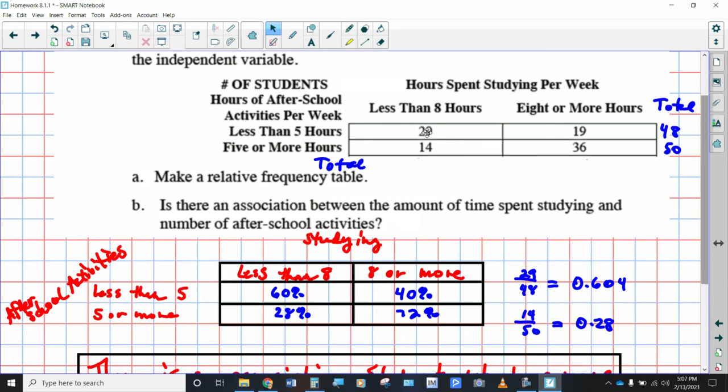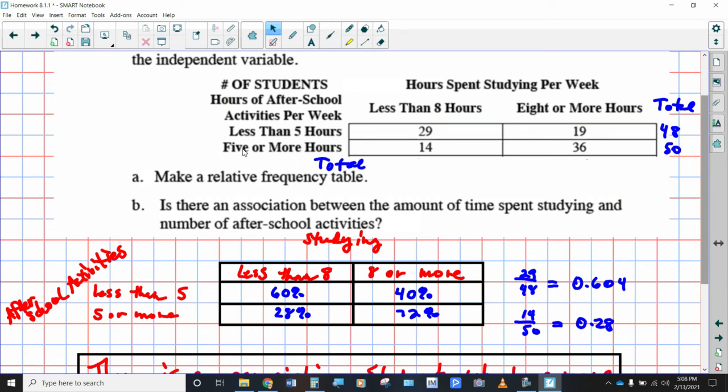conclusions. Okay, so this means that of all the people who had less than 5 hours of after-school activities, 29 of them studied less than 8 hours per week, and 19 studied more. So that means that 60%, 29 out of the 48, which is like 60.4, but I call it 60%, of the students who did not have as many after-school activities studied less than 8 hours, and 40% studied more.